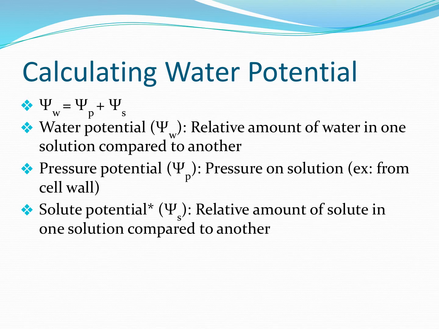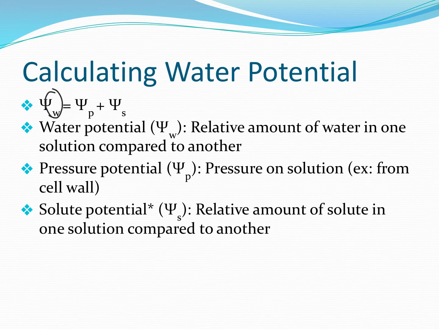There is a calculation that we use to determine water potential, with this funny looking symbol here, which is the psi symbol, PSI, for P for potential. There are three versions of it: psi W, psi P, and psi S. That stands for the water potential, the pressure potential, and the solute potential.